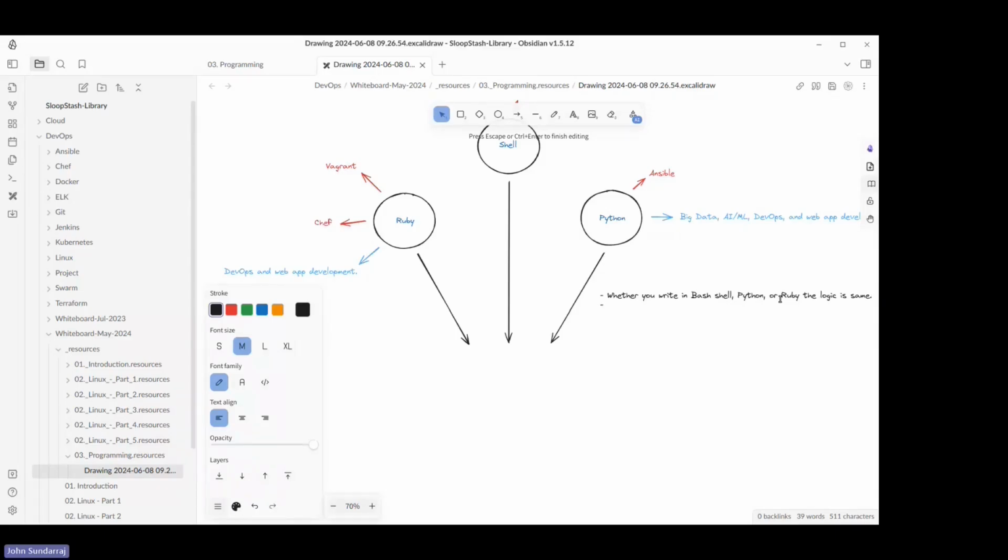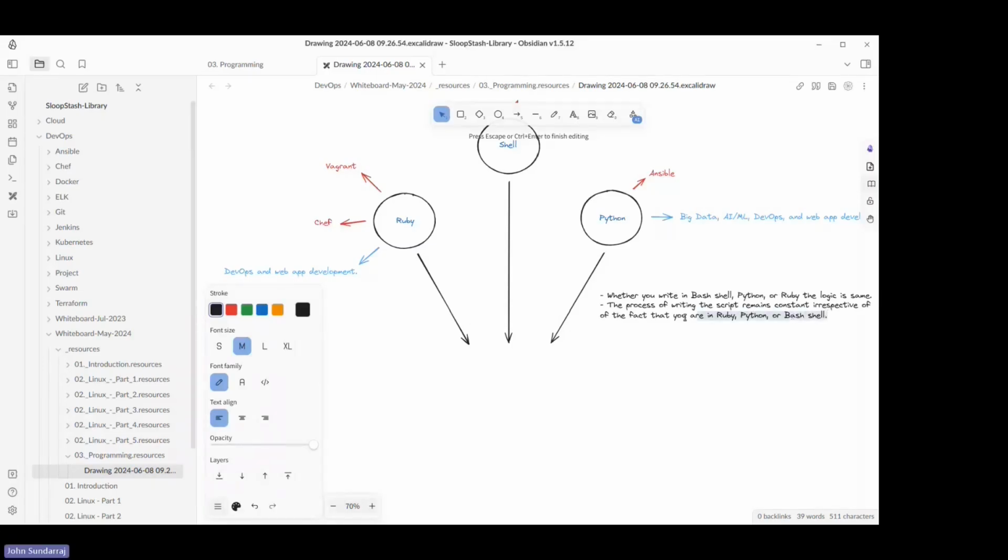Whatever language you are in, the process of writing the script remains constant. Process here doesn't mean the system process I'm talking about. The process of writing the script remains constant, irrespective of the fact that you are in Ruby, Python, or Bash.